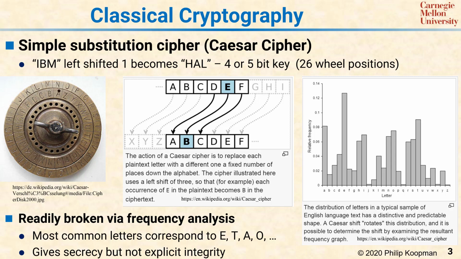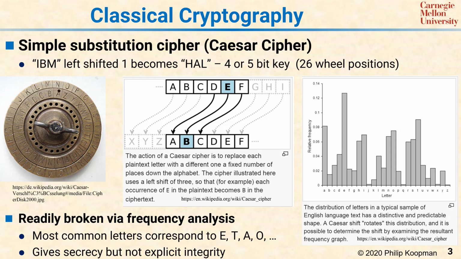A couple additional observations. The first is that the confusion and diffusion is limited because each letter turns into another letter independent of all the other letters in the message. The other is it gives secrecy but not explicit integrity. If somebody modifies one of the letters of the ciphertext, they can make it turn into some other letter. They may or may not know what that letter is, but there's no way to tell that a letter's been changed except by looking at the decrypted plaintext and noticing some of the words are misspelled.